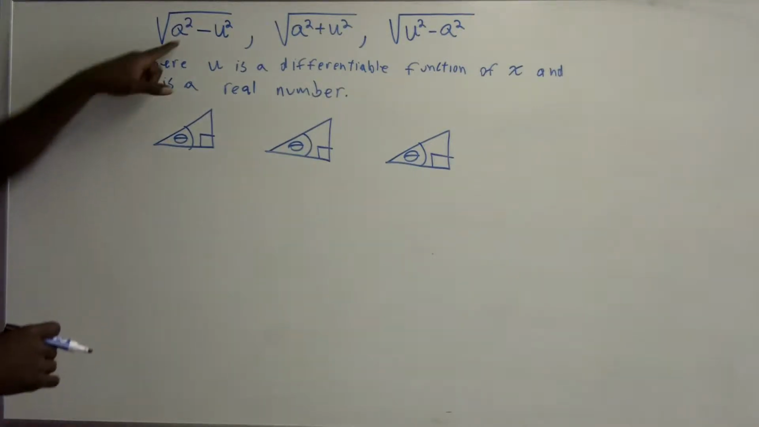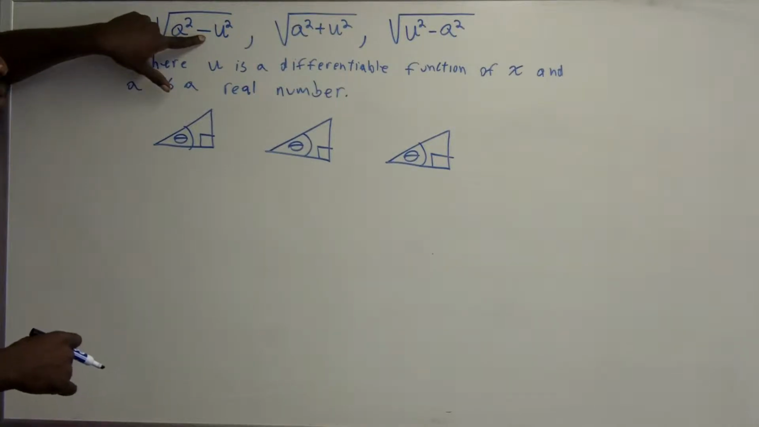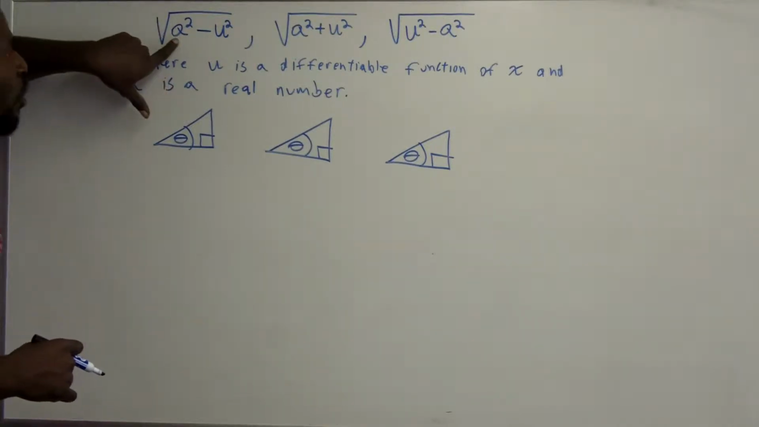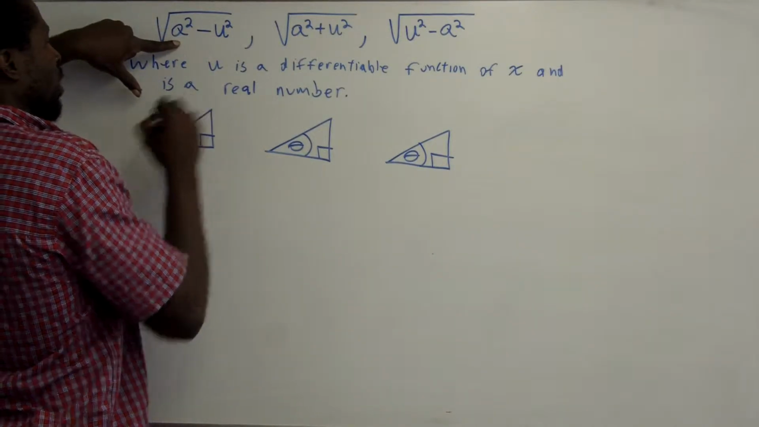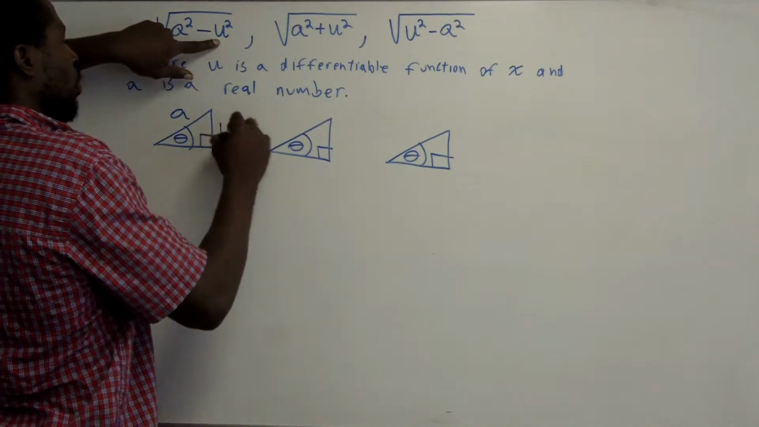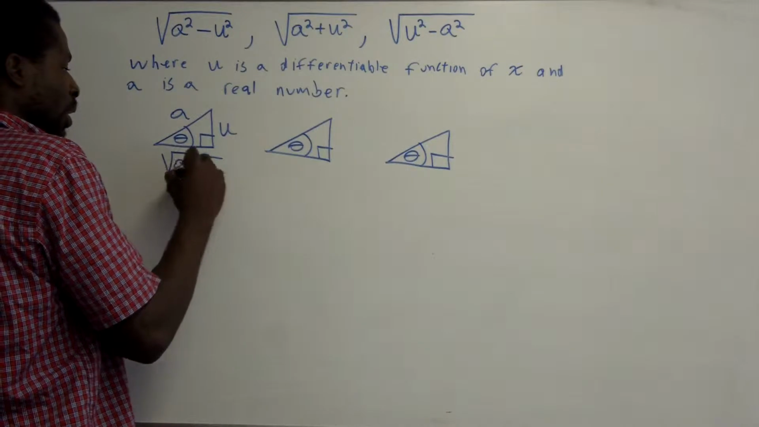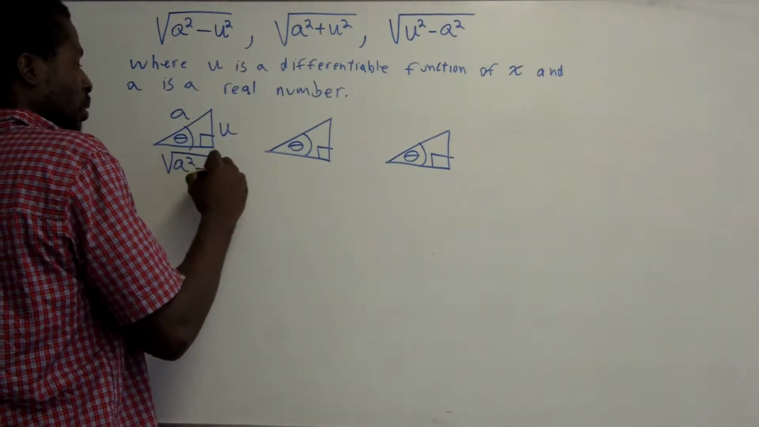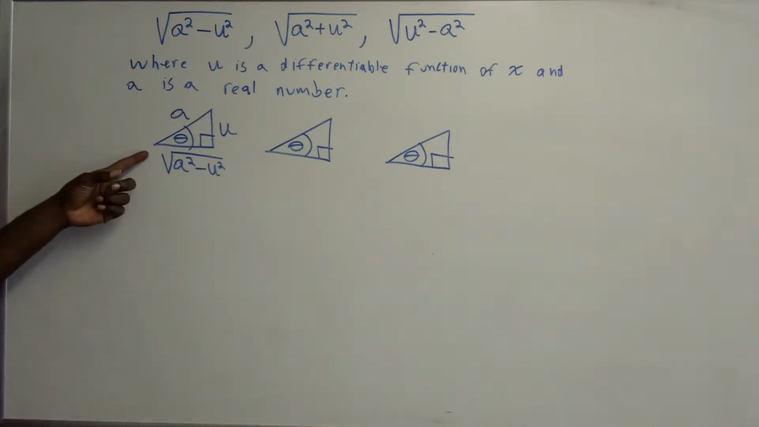So, in the first case, since there's a subtraction, we know that the Pythagorean theorem is an addition, so this is going to be the hypotenuse, and that's going to be one of the legs. Well, the hypotenuse is A, and one of the legs is U. So by the Pythagorean theorem, this other leg has to be the square root of A squared minus U squared. And that's where that factor comes from, a triangle that looks like this.